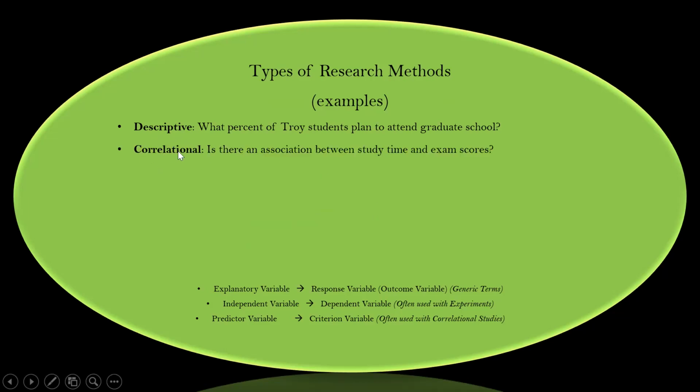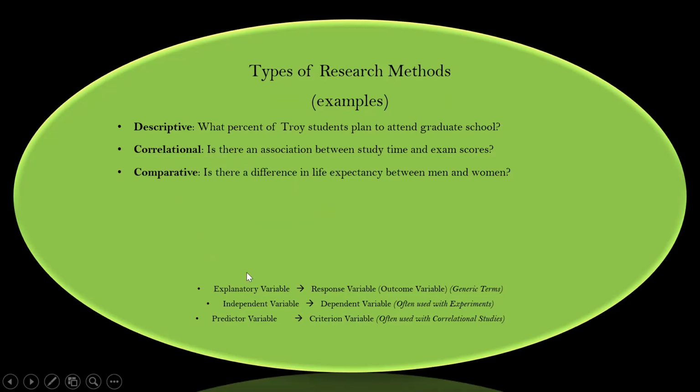Have a correlational study. We can certainly use explanatory and response if you wanted to, but I prefer, and I put right here with correlational studies, to use the terms predictor and criterion variable. So in this case, I would think study time, my predictor variable, can be used to predict exam scores if these 2 variables are related. So study time would be my predictor variable, exam scores would be my criterion variable.